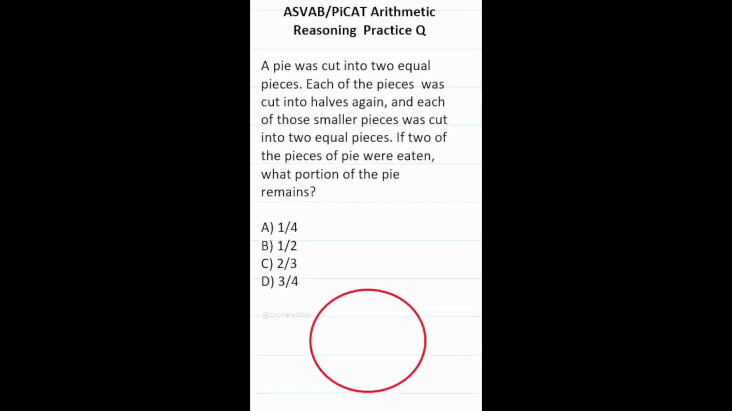This ASVAB PiCAT arithmetic reasoning practice test question says a pie was cut into two equal pieces. Each of the pieces was cut into halves again, and each of those smaller pieces was cut into two equal pieces. If two pieces of the pie were eaten, what portion of the pie remains?